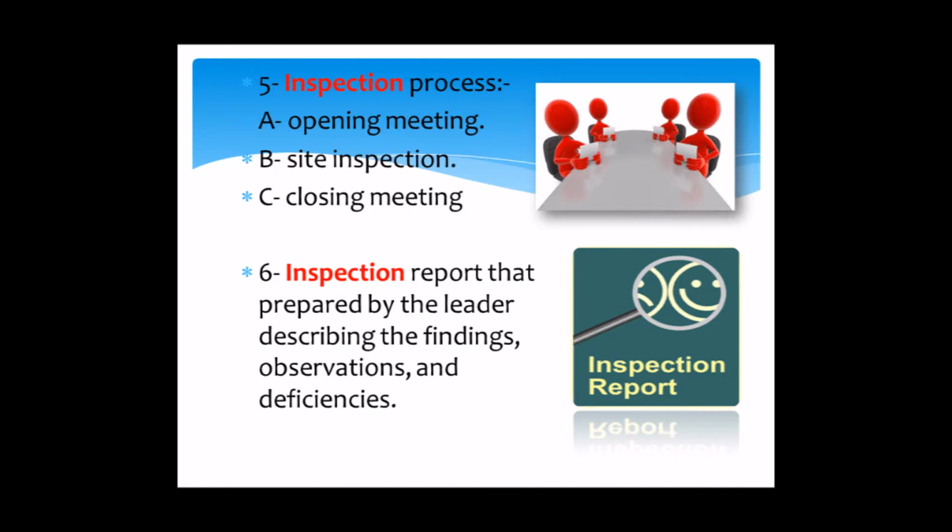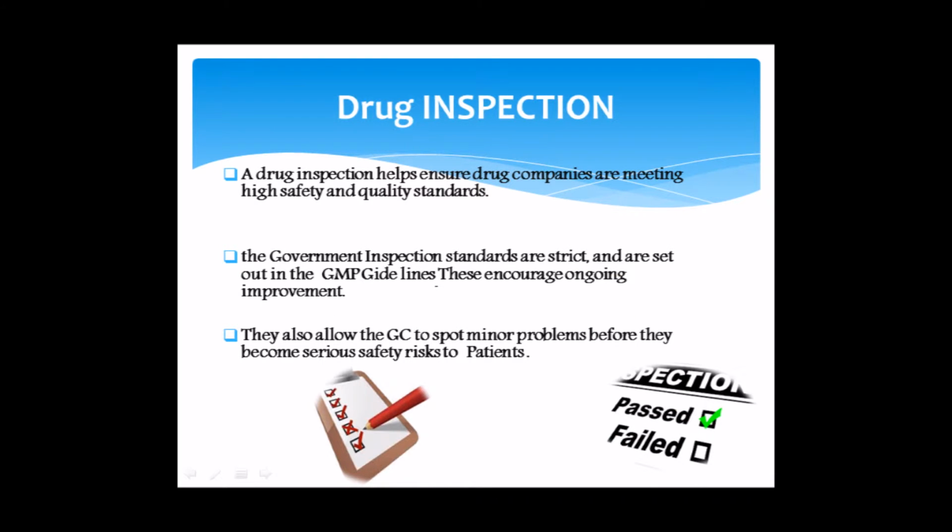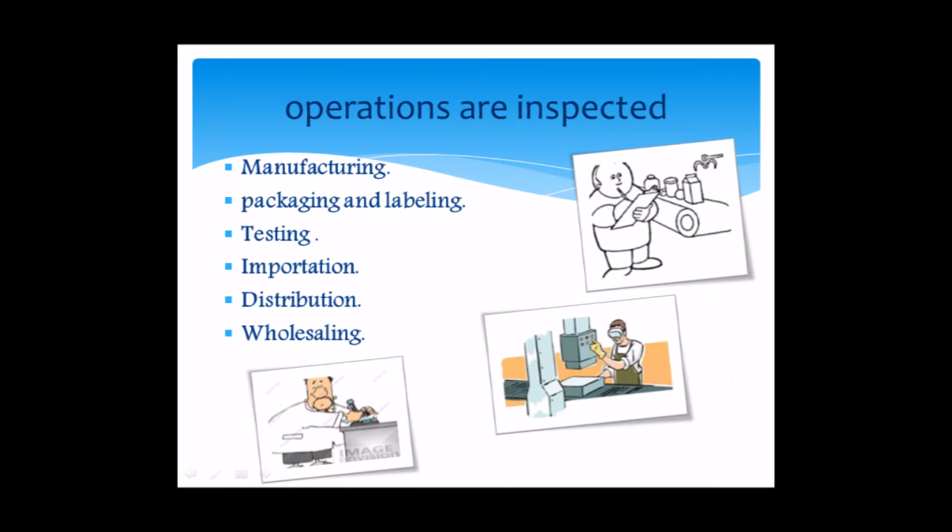The inspection report is prepared by the leader, describing the findings, observations, and deficiencies. Drug inspection helps ensure that the drug company is meeting high safety and quality standards. The government inspection standards are strict and are based on the GMP guideline. This encourages ongoing improvement. They also allow the GC to spot minor problems before they become serious safety risks to patients. And now we are going to talk about the operations which are inspected.